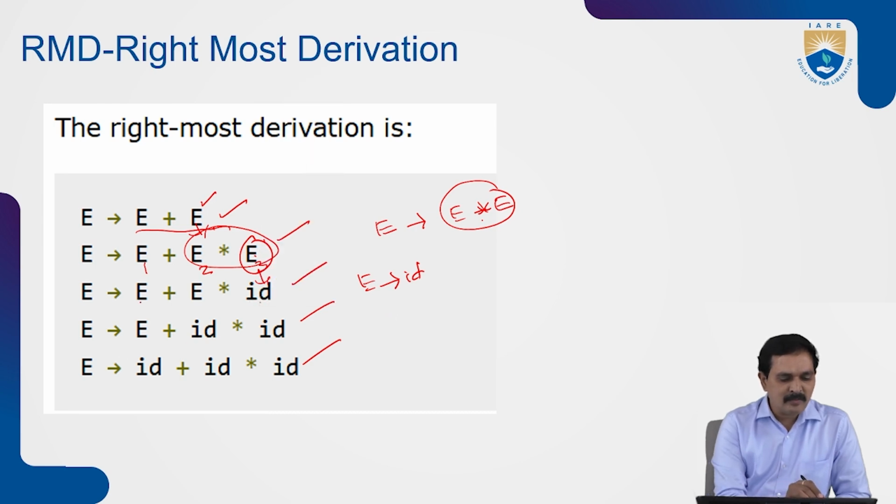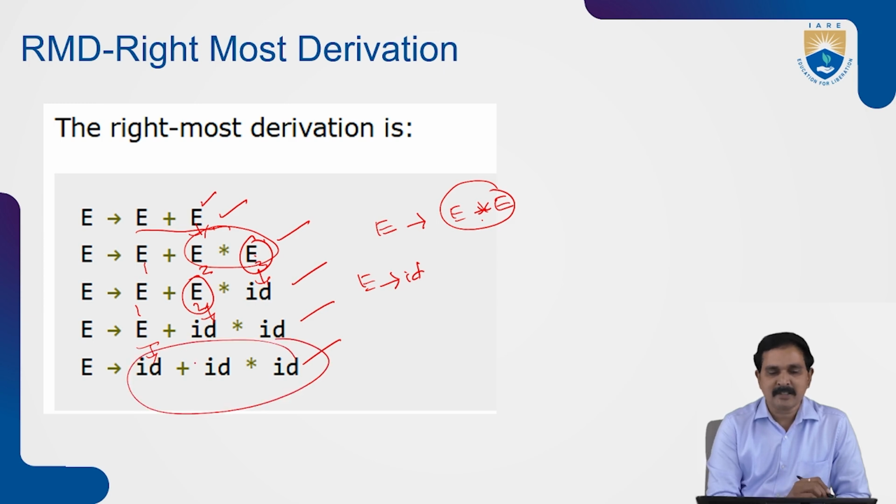Again, among these two non-terminals, what is the rightmost? This is the rightmost. Again, you make a substitution in the place of E as ID. At the end of the step, only one non-terminal remains, so you directly make the substitution ID. Here also you are getting the same answer.